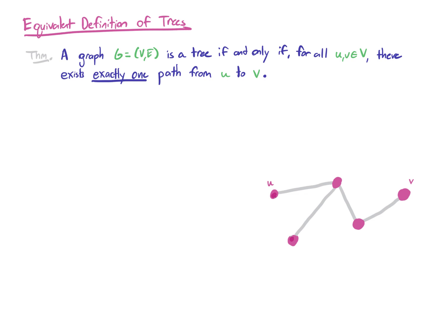Now, on the other hand, suppose that we added an edge to this graph. So suppose that we add this edge. So now, visually, it is no longer a tree, it contains a cycle.